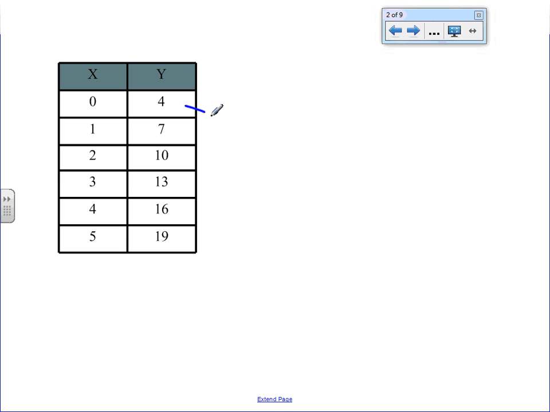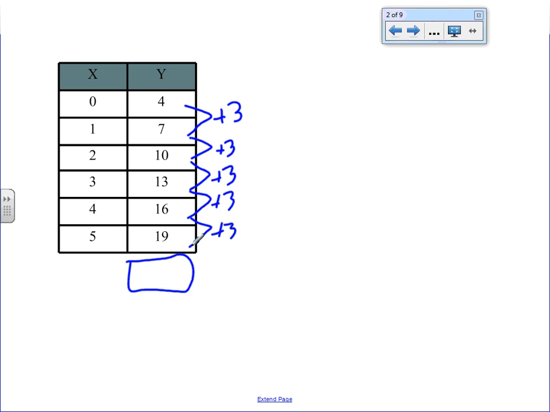So what we look at is the same thing we looked at with functions. We look at what's going on as we go from one number to the next number. In this case, looks like we're adding 3. Looks like we're still adding 3. Still adding 3, and again, adding 3. So if I wanted to know what the next number was, what would I do?